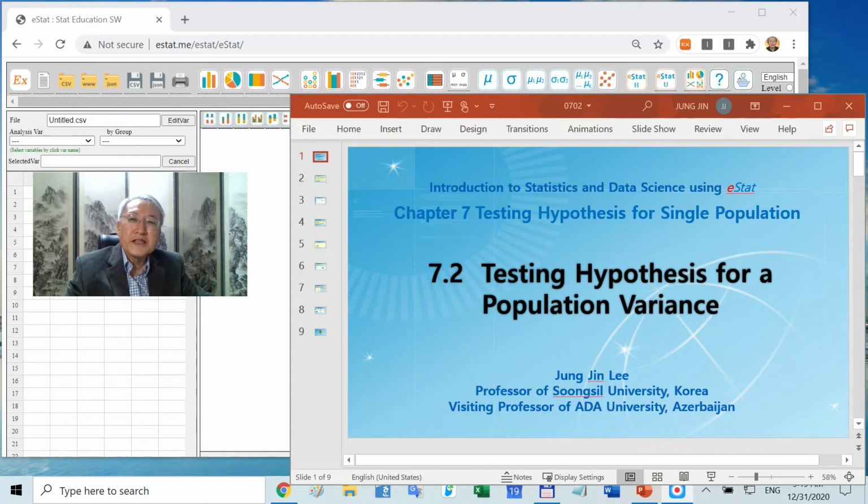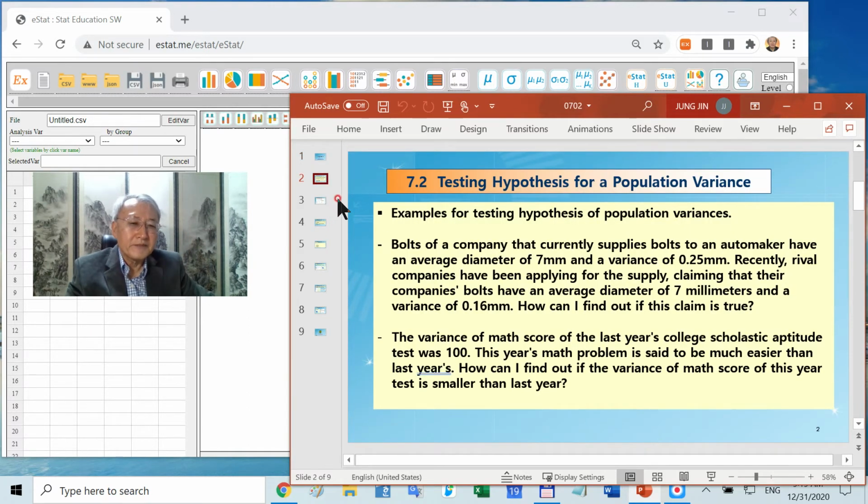In the previous section, we discussed the testing hypothesis for population mean. Today, I'm going to discuss the testing hypothesis for population variance. It is a new topic, but if you understood the testing hypothesis for population mean, it is very similar. Not only this section, maybe all the other testing hypotheses are very similar. Let's look at an example related to this testing hypothesis.